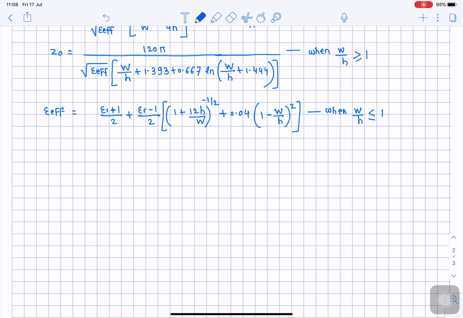So another equation to calculate the effective dielectric constant when the width to height ratio is greater than 1 is given by epsilon r plus 1 by 2 plus epsilon r minus 1 by 2 into bracket 1 plus 12h divided by W, raised to the power minus half, or minus 0.5. And this equation we are going to use when the width to height ratio is greater than 1.